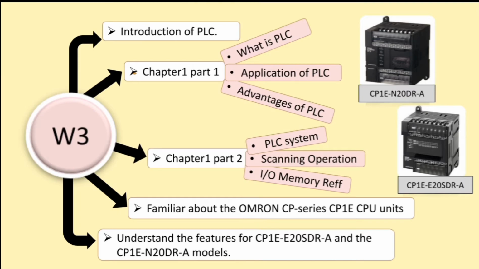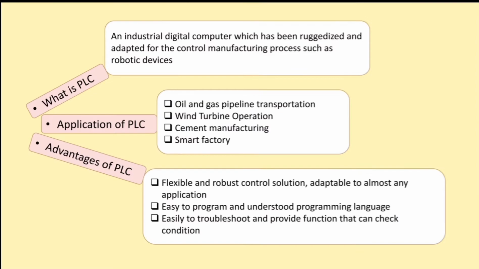In chapter 1, part 1, we learned about what a PLC is, the applications of PLC, and the advantages of PLC. A PLC is an industrial digital computer which has been recognized and adapted for controlling manufacturing processes such as robotic devices. There are many applications of PLC, for illustration, oil and gas pipeline transportation, wind turbine operation, cement manufacturing, and smart factory. The advantage of PLC is that it is a flexible and robust control solution that can adapt to almost any application. It is great because it uses an understandable programming language. It is easy to troubleshoot and provides functions that can check conditions.